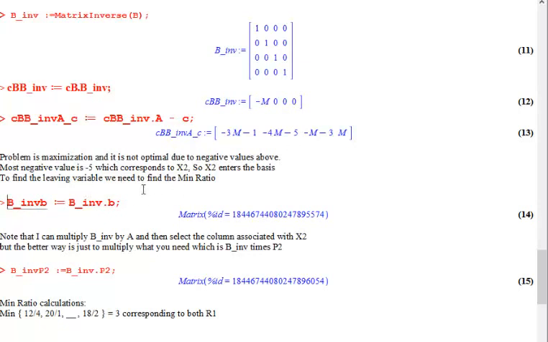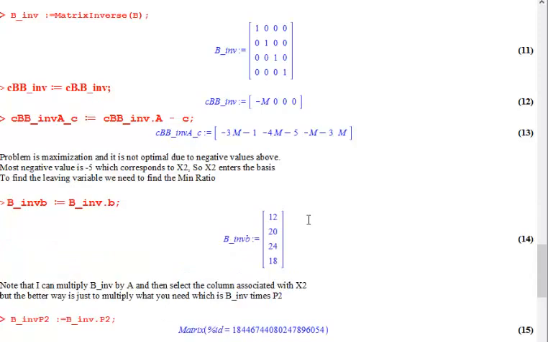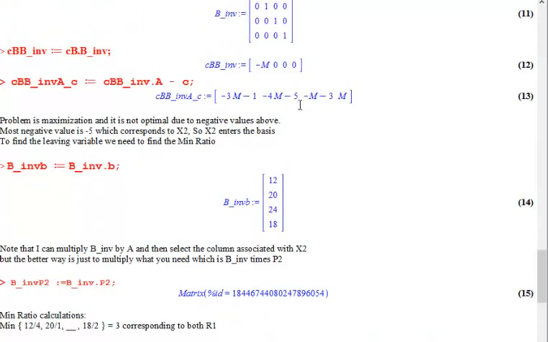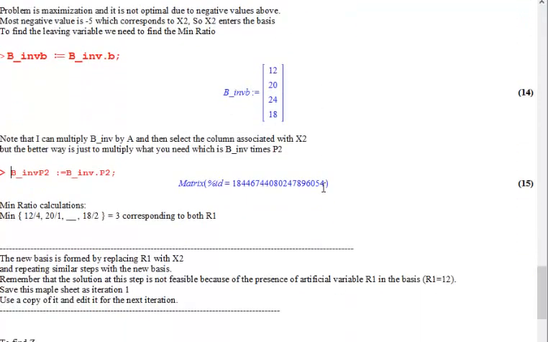So I will be doing the calculation for the right hand side, B inverse B, and because the entering variable is going to be this variable, which is x2, this is the x2 column, I will be calculating the B inverse P2.